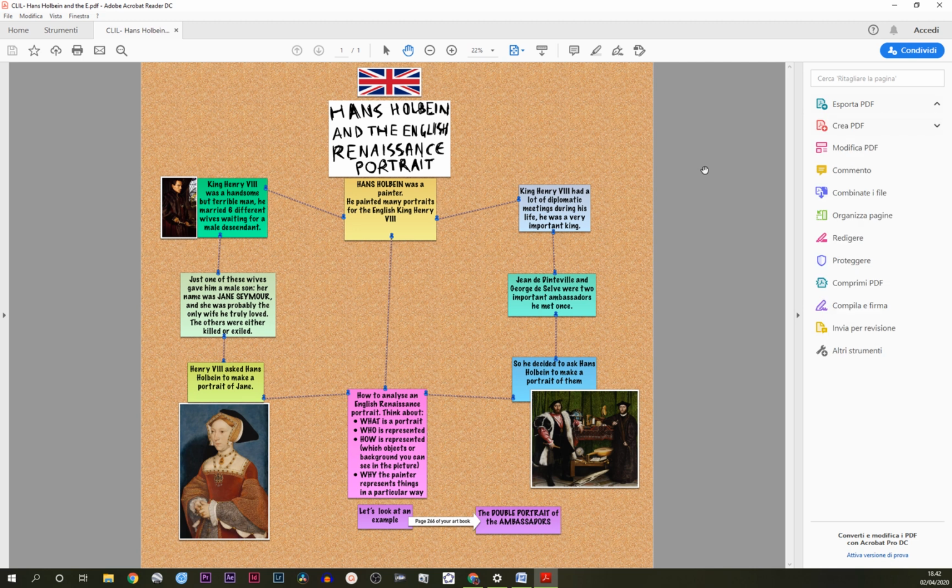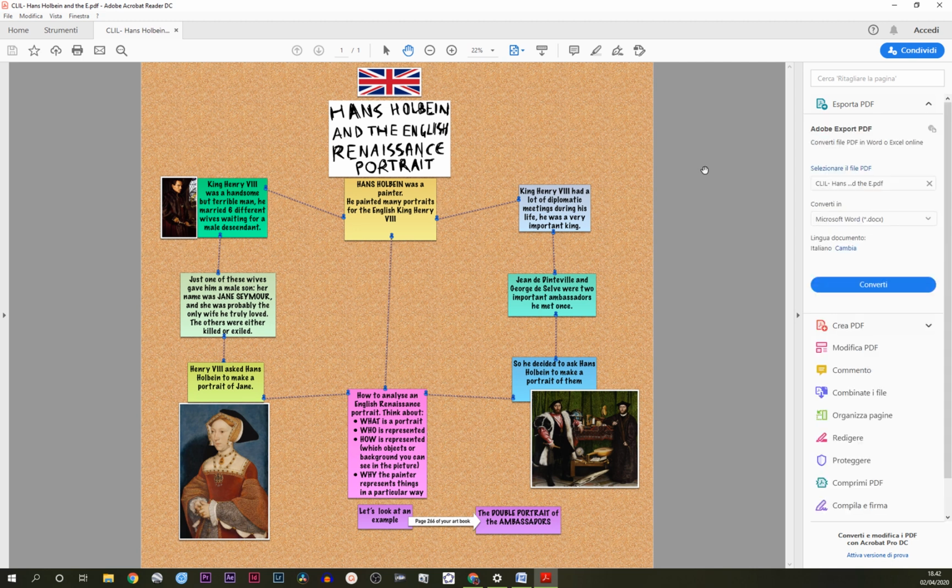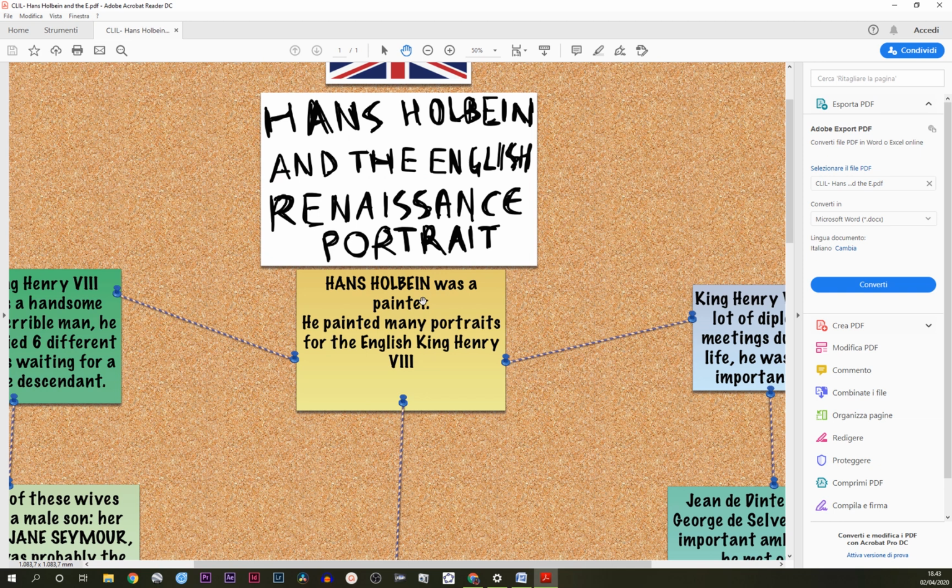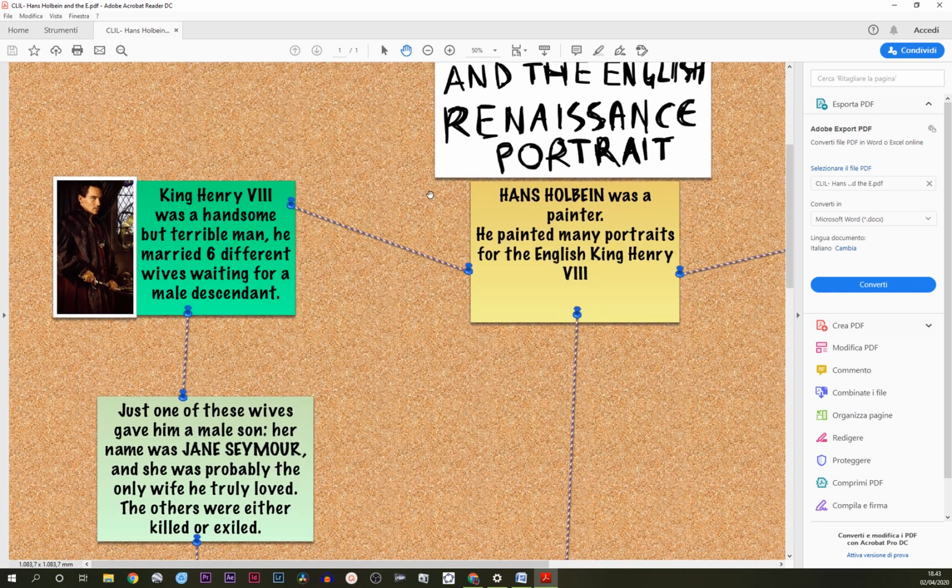Hans Holbein was a painter. He painted many portraits for the English King Henry VIII. Okay. King Henry VIII was a handsome but terrible man. He married 6 different wives, waiting for a male descendant.